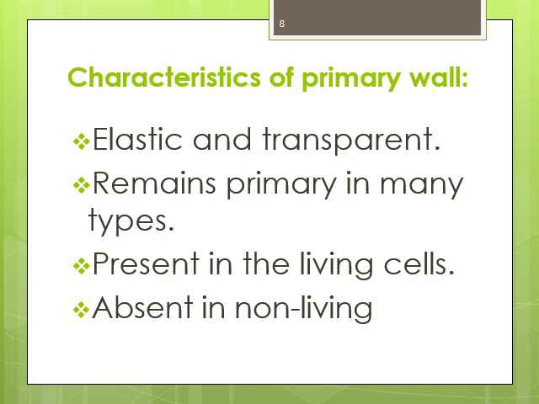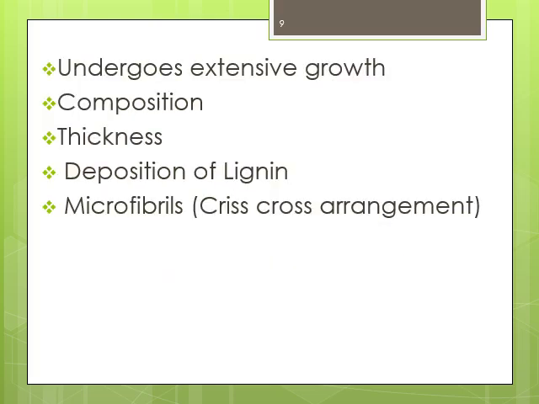Primary cells undergo extensive growth that results in an increase in the size of the cell. As far as its composition is concerned, it is chiefly formed of cellulose, hemicellulose and pectin material. The increase in thickness of the primary layer occurs due to the deposition of successive layers of cellulose towards the inner side of the cell.